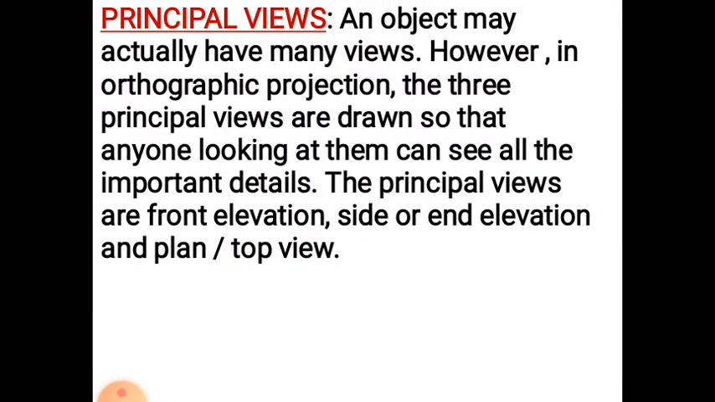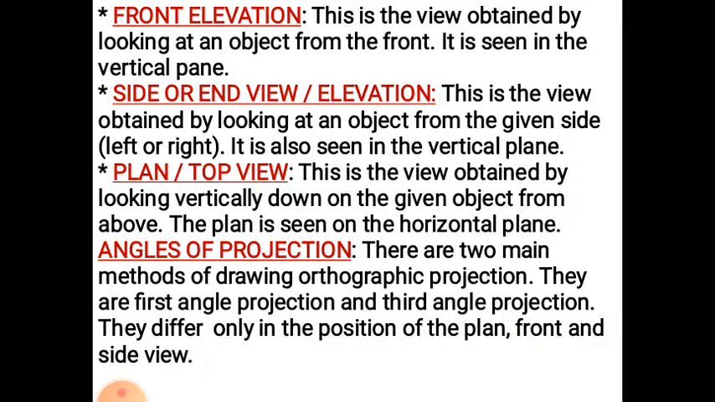Now, the principal view has to do with how the object is being drawn when looking at it and seeing the important details. This principal view has to do with the front elevation, side or end elevation, and the plan, which is also known as what? Top view. Now, the front elevation is obtained when looking directly at the object from the front, which is also seen in the vertical plane.